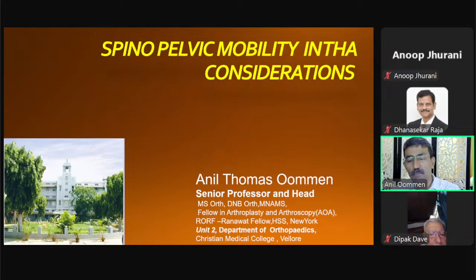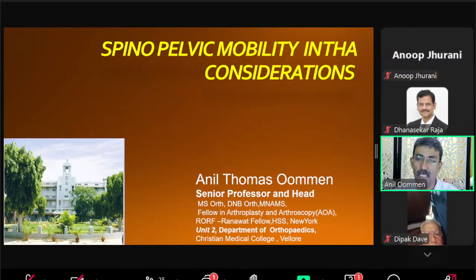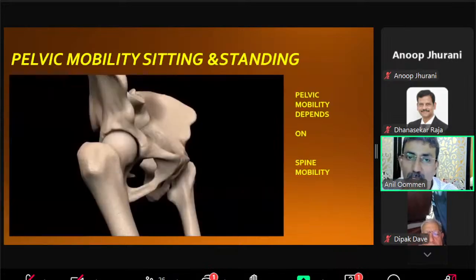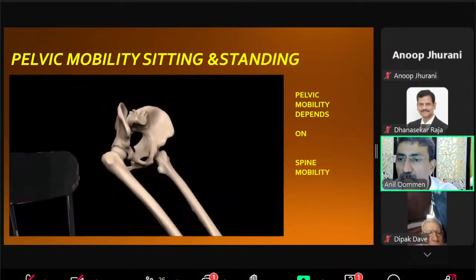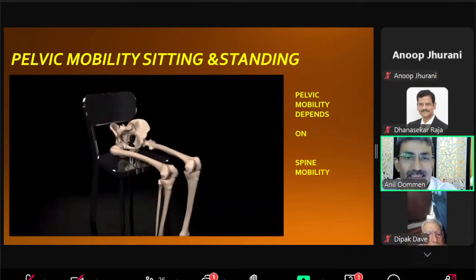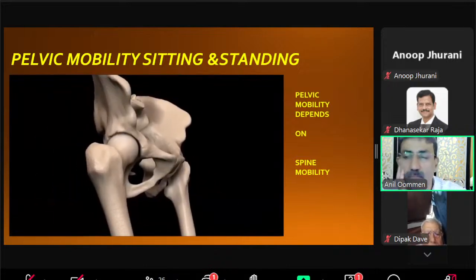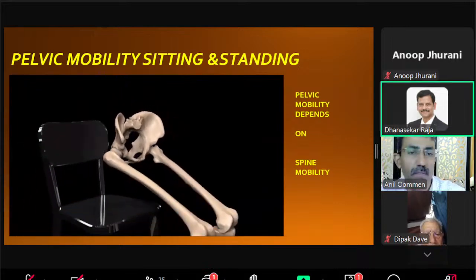But if we adhere to simple principles, I think we will be able to adjust or keep the information that is required and then do the necessary as we execute a total hip arthroplasty. Keeping in mind that we have a lot of fellows and young surgeons who are probably new to this concept, I'll try to keep it as simple as possible.